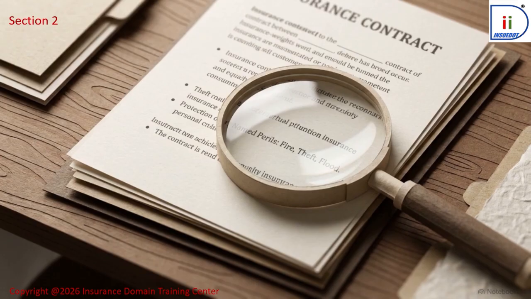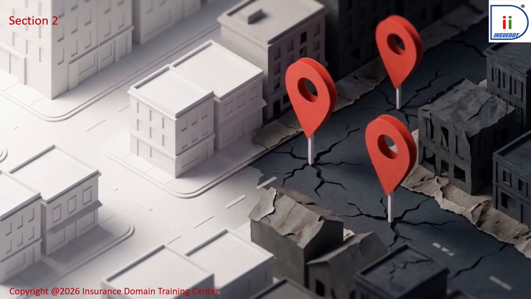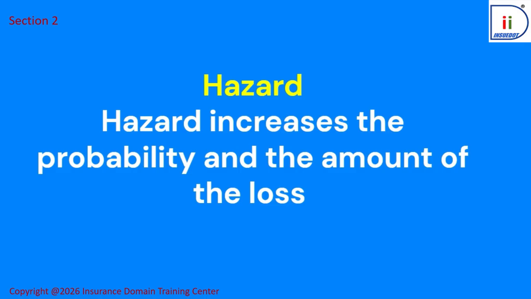But is the chance of a peril affecting everyone the same? Not always. Often, there's a specific condition or circumstance that makes a loss more likely. This is called a hazard. A hazard is any condition that increases the likelihood of a loss or makes the damage more severe.